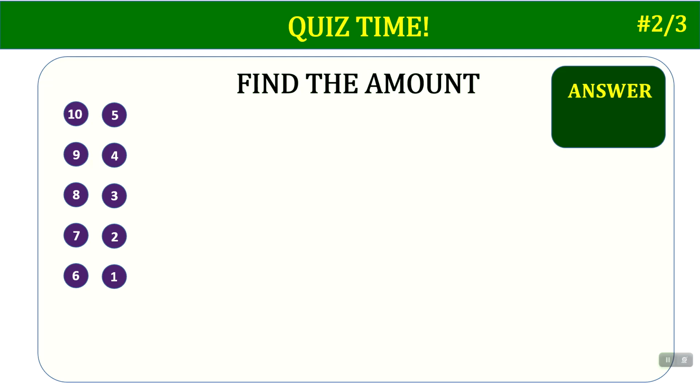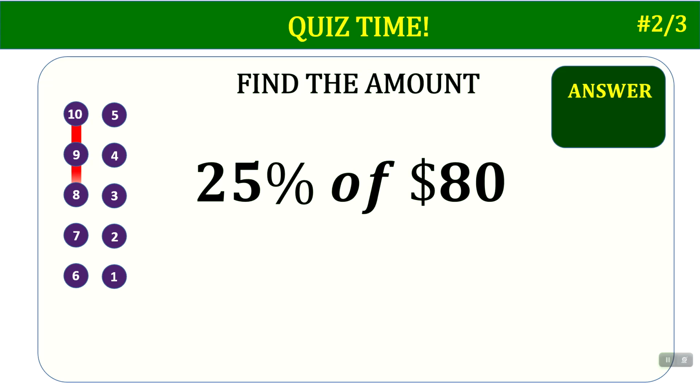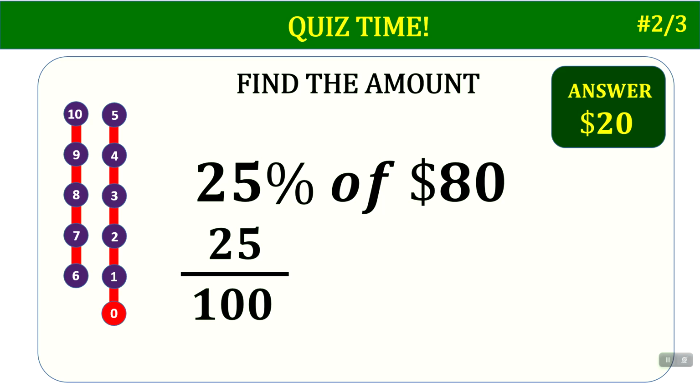Here's quiz number 2. You have 10 seconds to find the amount, 25% of $80. Time's up. The answer is $20. And how did we do that? 25% is 25 over 100. We multiply by 80 over 1.